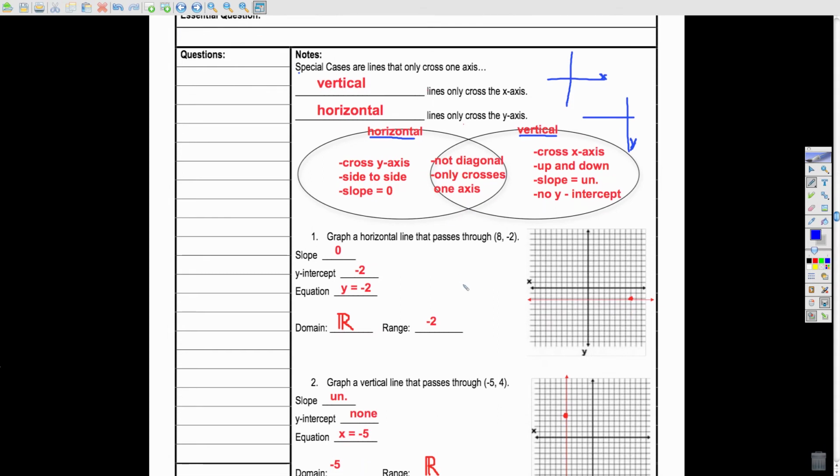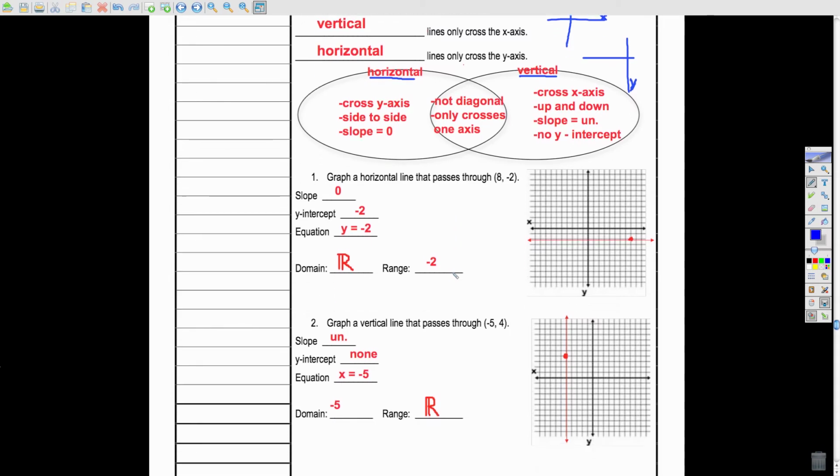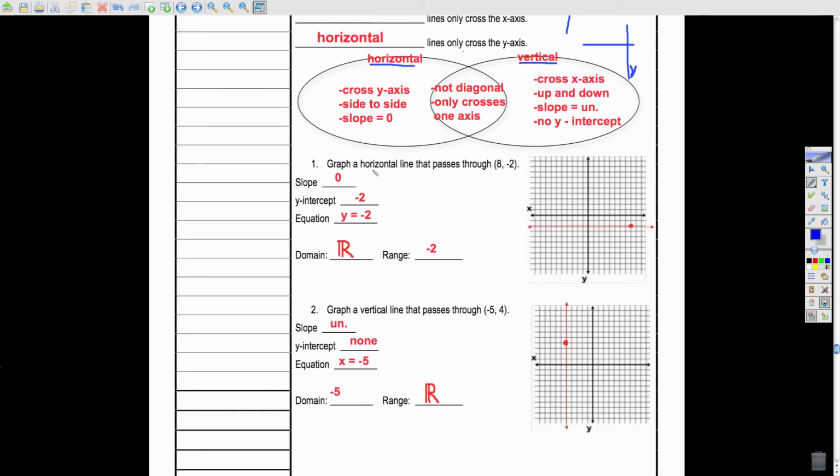Now the rest of the problems are just going through and showing you examples. So as you get an assignment, you can refer back to these notes, see how they're similar, and then answer based off these notes. So let's go through these examples. Number 1 tells you to graph the horizontal line that passes through 8, -2. So again, plot the point. Here you go. It's right there. Plotting 8, -2.